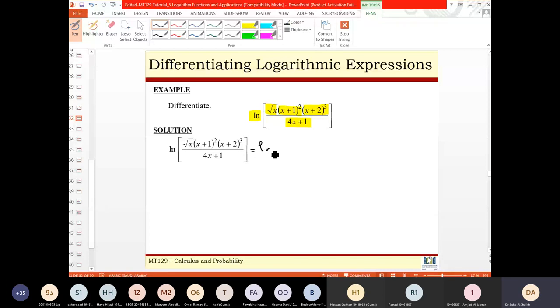Now this equals ln. The root of x, we always write it as x to the power half. Dot (x plus 1) squared. Dot (x plus 2) to the power 3, divided by 4x plus 1.